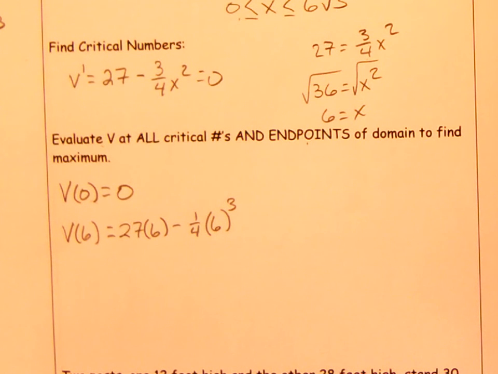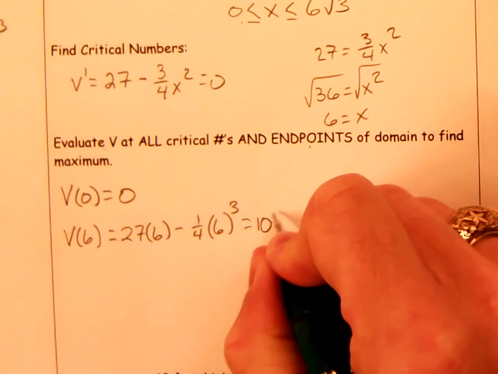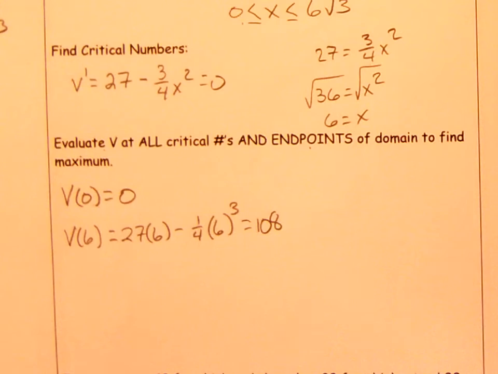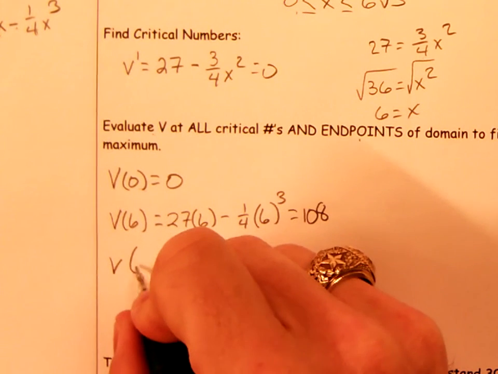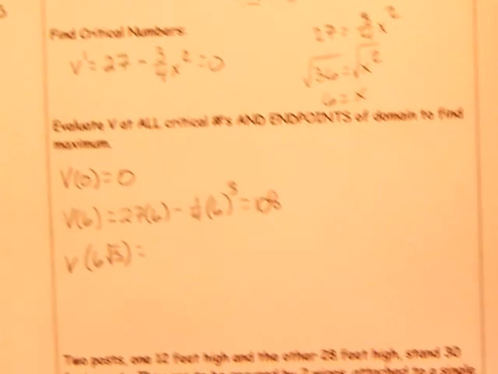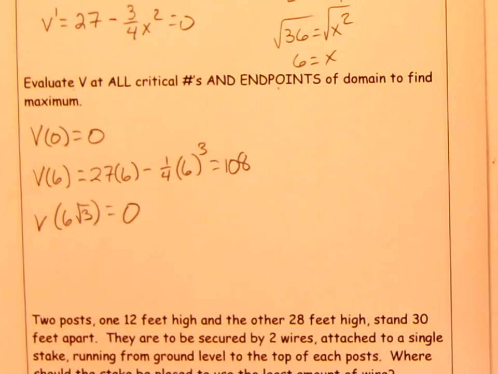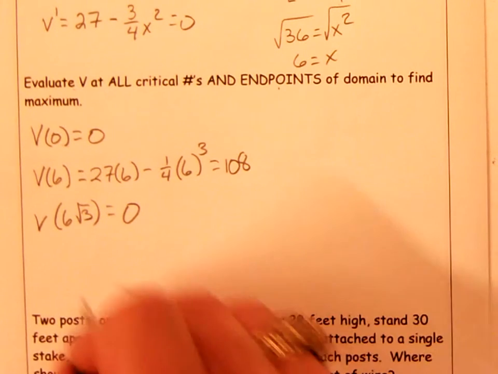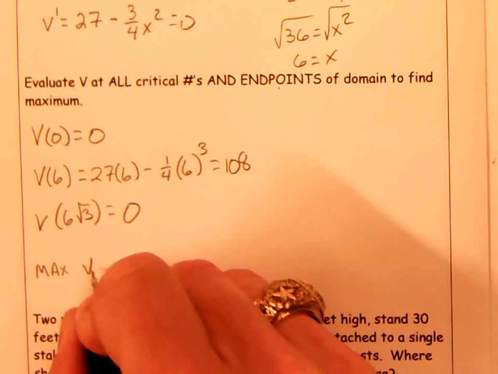Okay. 6 cubed is 216 divided by 4. 27 times 6 minus 54. I get 108. So that equals 108. All right, and then finally the volume when x is 6 square roots of 3. And that actually turns into 0 also. So which is my maximum volume? 6. When x is 6. All right, so max volume occurs.